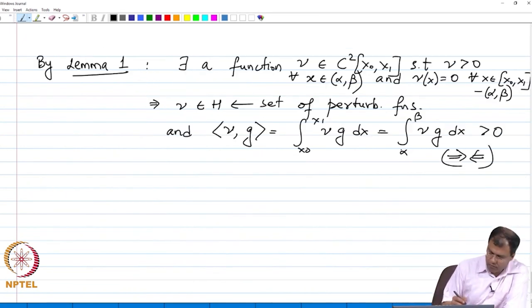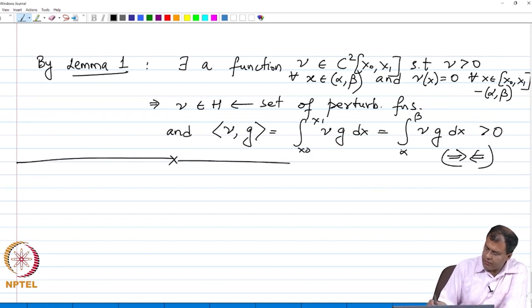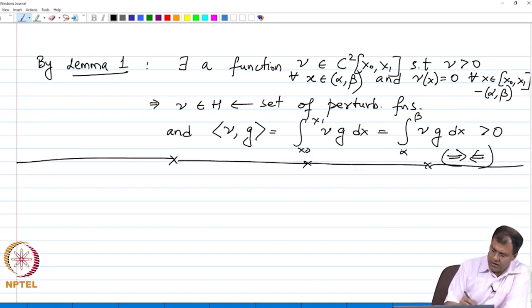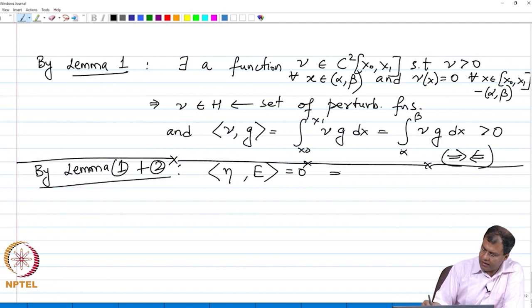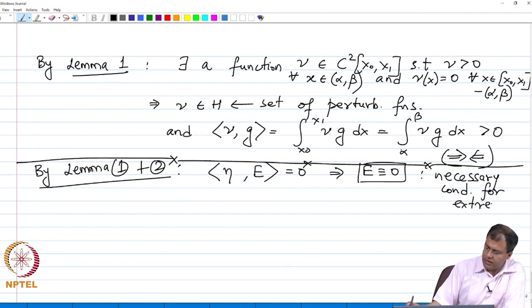Okay. So, let me just summarize all our results so far. By lemma 1 and 2, what I have found is, if I am given that the inner product of eta with respect to E, where eta is the perturbation function, is 0, it implies that E is identically equal to 0, which is our necessary condition for extrema.